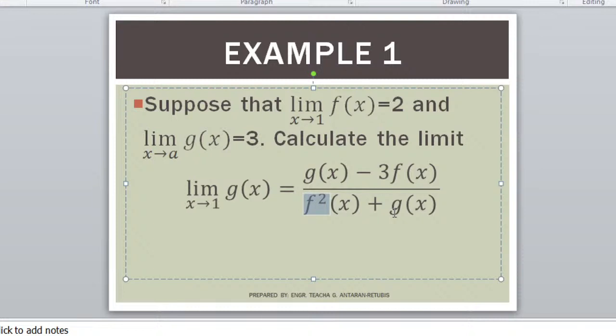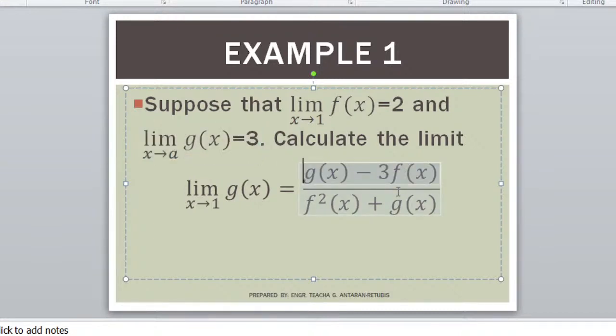And if you could recall class, in our discussion last time, we said that before applying any operation, we have to evaluate first your limits. Since we already have the value of the limits, the limit of f of x is 2 and the limit of g of x is 3, all we have to do is substitute it here.